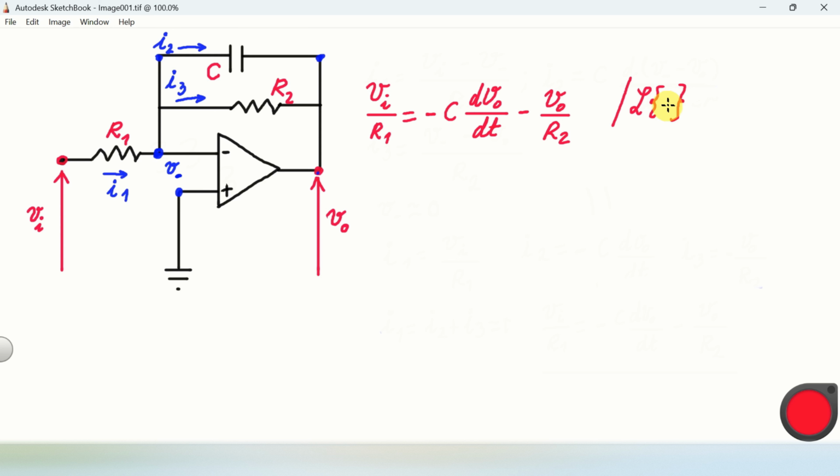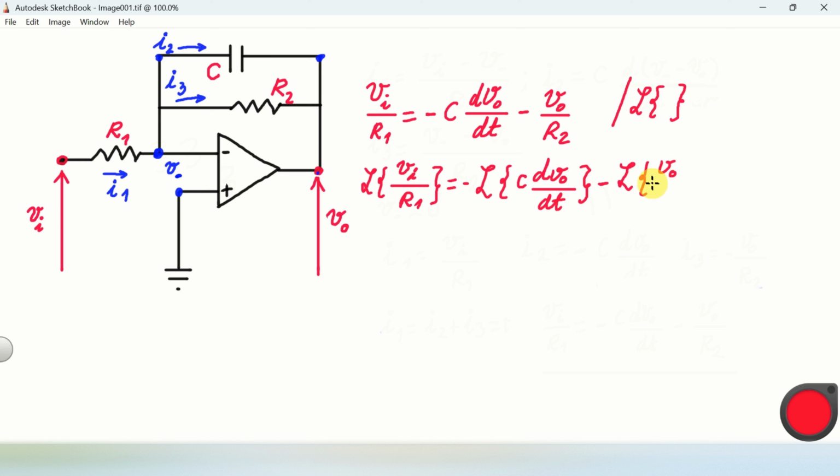under the assumption that the initial conditions are equal to 0. So we have the following. Applying the Laplace transform to VI, we have the following. We have the Laplace transform of VI over R1 is equal to the Laplace transform on the right hand side. Since the Laplace transform operator is a linear operator, we can separate the Laplace transform. So we have minus the Laplace transform of this term over here. Let's write it down nicely. And then we have minus the Laplace transform of this term over here.